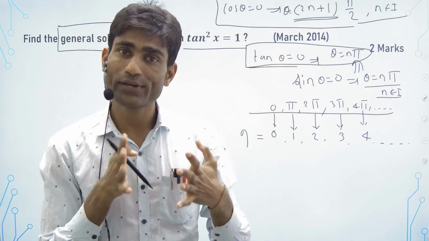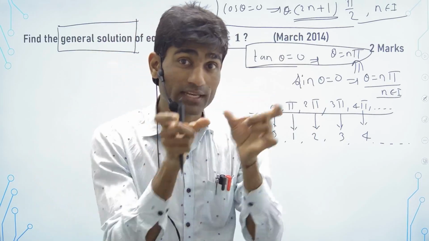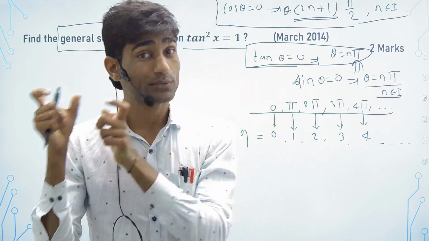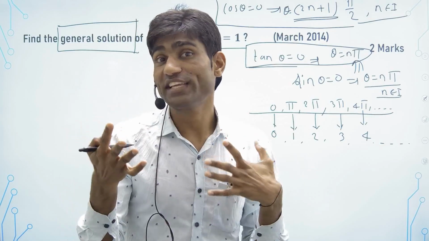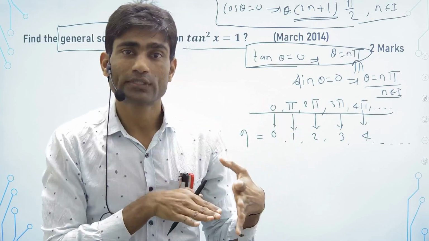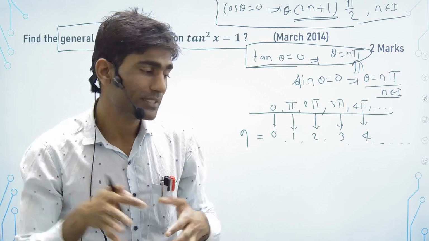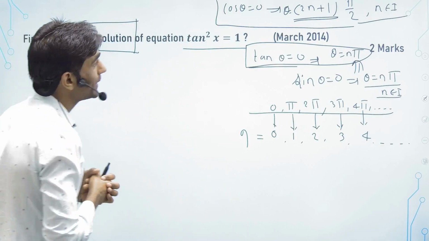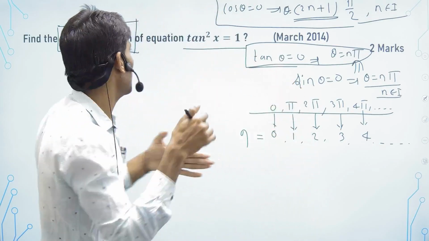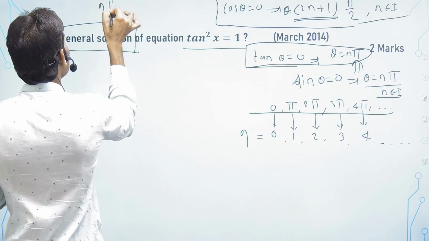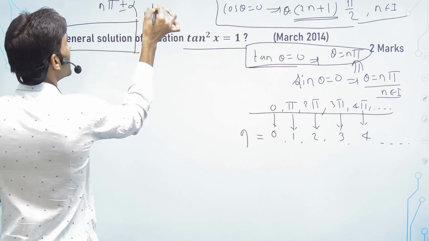Similarly, we have to define the identities for sin theta equal to sin alpha, cos theta equal to cos alpha, and tan theta equal to tan alpha. And one more thing: sin square theta equal to sin square alpha, cos square theta equal to cos square alpha, and tan square theta equal to tan square alpha. When we have any of these three square terms, we take it as n pi plus or minus alpha, and n belongs to I.